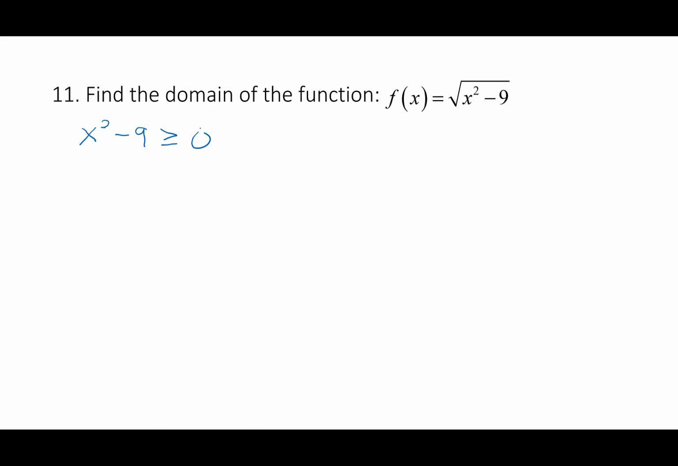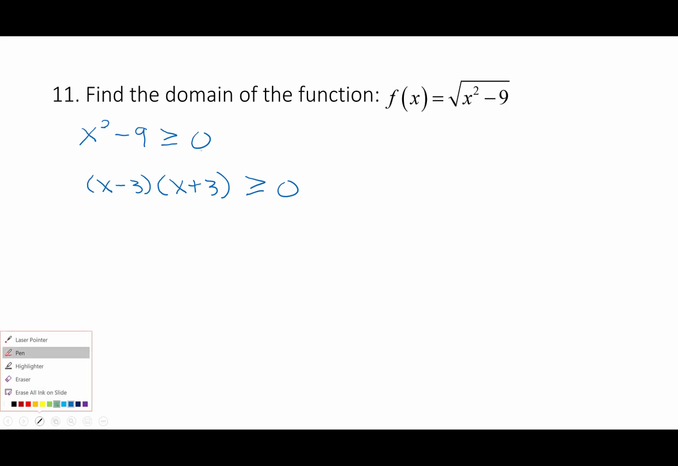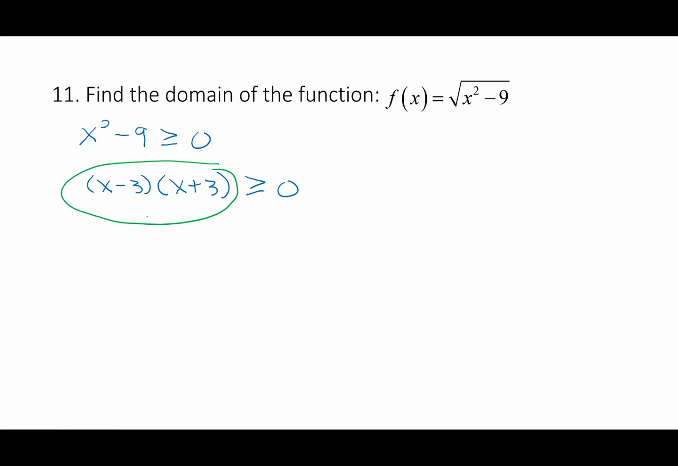To find the domain here, when I have an inequality, I like to get 0 on the right side. We already have that here. Then I'm going to factor the polynomial inequality on the left side, and in this case, x minus 3 times x plus 3. I like to give my polynomial a name. Let's just call it f of x. If my polynomial is f of x, I'm going to look at each factor of f of x and set each of those factors equal to 0. From that, I get x equals 3, and I get x equals negative 3.